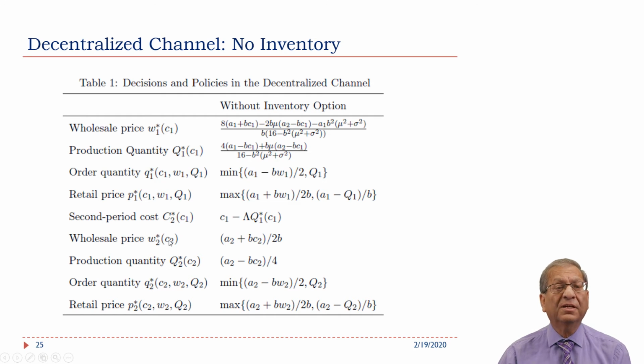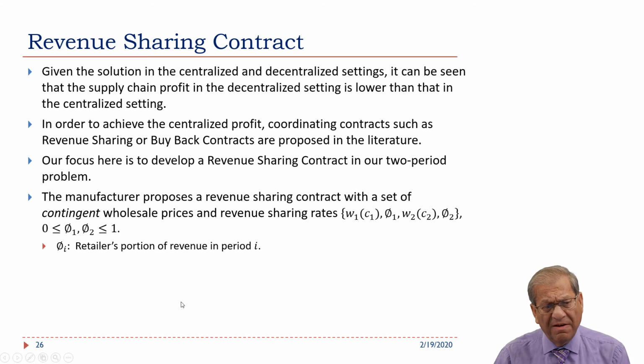Once C2 is realized, once again, the manufacturer observes C2, looks at the table, and gives you the W2. Again, from the table, he gives you the production quantity Q2. Given these quantities, once again, the retailer looks at his table, observes C2, knows the wholesale price announced by the manufacturer and the production quantity Q2, puts that into his table, and finds the ordering quantity. So that's the order quantity he gives, and then he also sets the price. So we now have a solution.